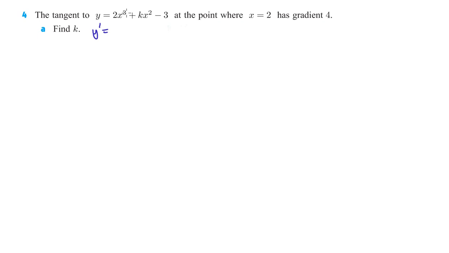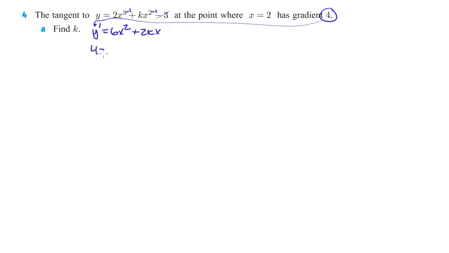Y prime equals 3 times 2 is 6. Subtract 1 from that, and that's 6x squared. 2 times k is 2k. Subtract 1 from that, and that's just x to the first. And then that negative 3 is gone. Okay? So there's our derivative function. And then we know when x equals 2, the slope has to be 4. So this 4 here is going to go in on this side.